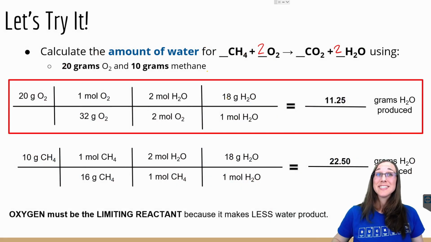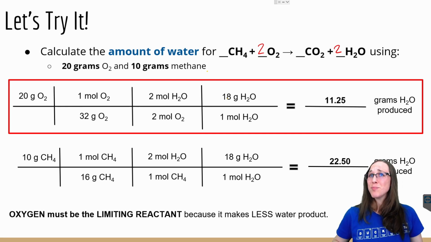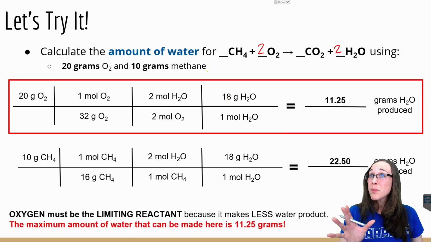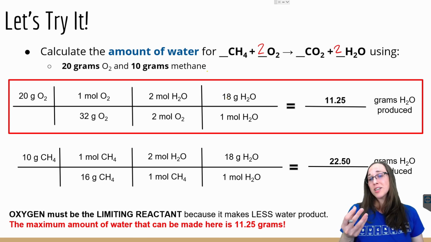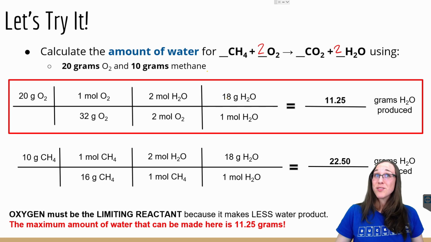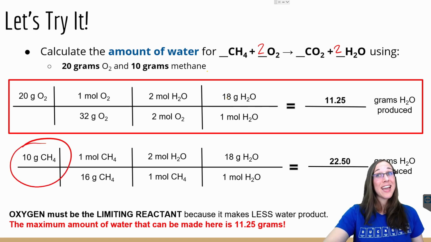So in this case, oxygen must be my limiting reactant because it's the one that produced less water as the product. Just like with the marshmallow s'mores, I had 1 marshmallow only generating 1 s'more, therefore it was the limiting reactant. In other words, the maximum amount of water that could ever be made with these kind of specifications for an experiment would be 11.25 grams of water. That's the absolute maximum, theoretically. And because oxygen is deemed the limiting reactant, by process of elimination, we can therefore say that the methane is the excess reactant.